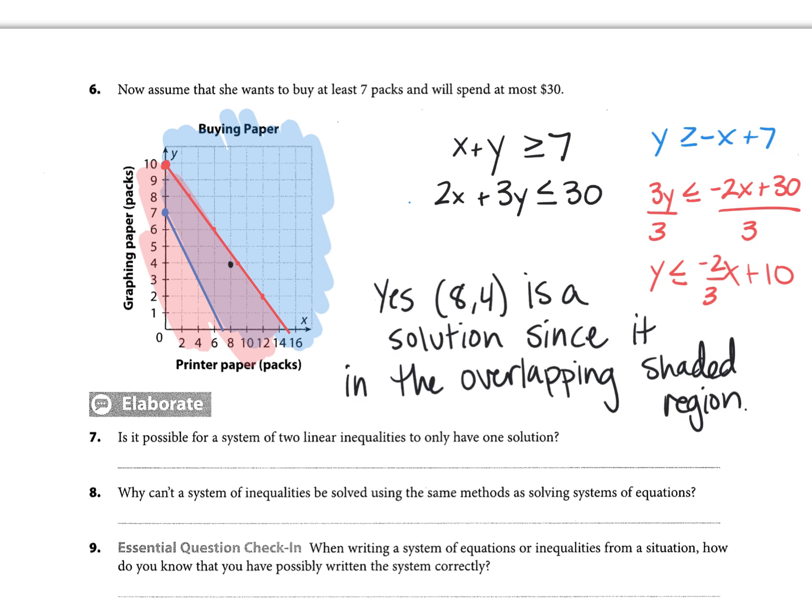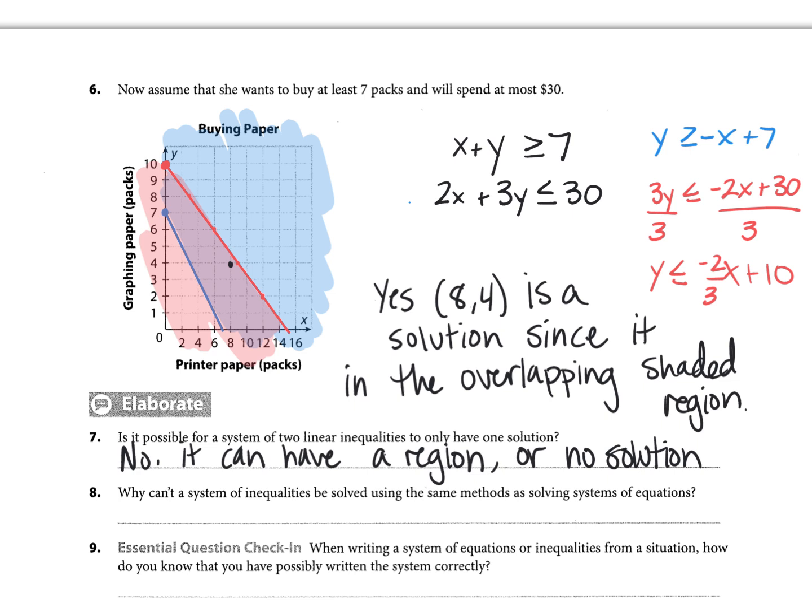Is it possible for a system of 2 linear inequalities to only have one solution? No. It can have a region or a shaded section, it could be the same as one of the inequalities, like we saw in earlier lessons where they matched up, or it can be a no solution. But having one solution is not going to work in an inequality situation.